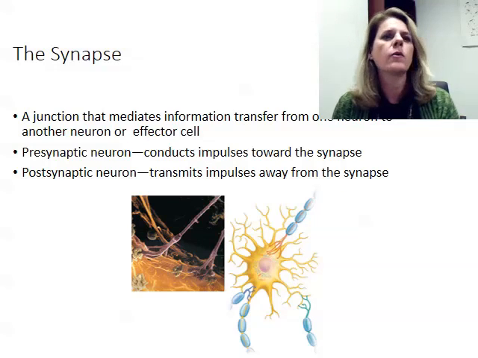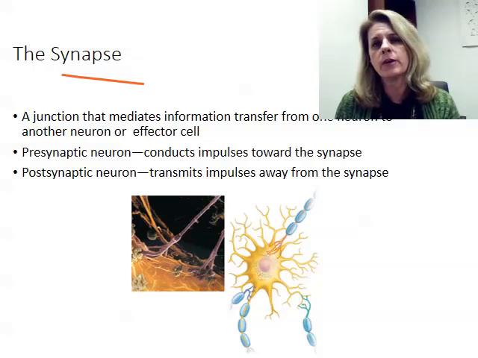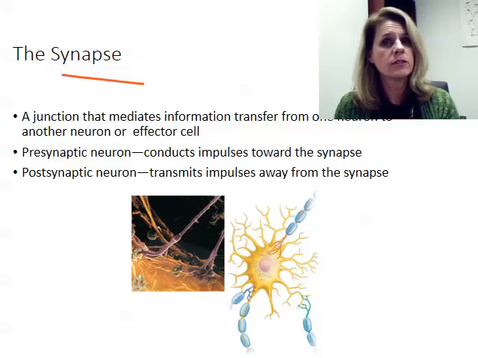So we want to talk about what a synapse is, and you should already know what a synapse is because we did this with the muscle, with a neuromuscular junction. That was a synapse, and that's just simply the junction where you transfer information from another neuron to an effector, and that effector can be another neuron or a muscle or a gland.